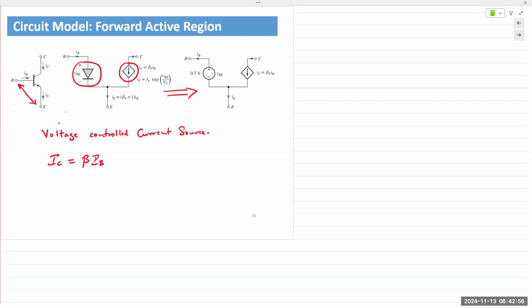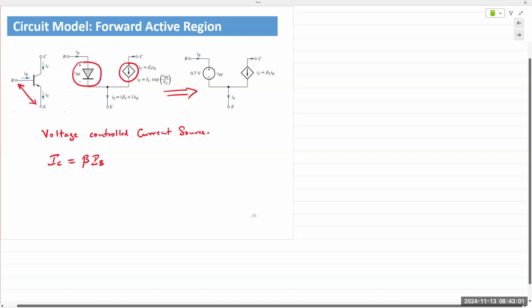All right, so that's the forward active region. And then, of course, the IE current sums everything. IC plus IB gives you IE.